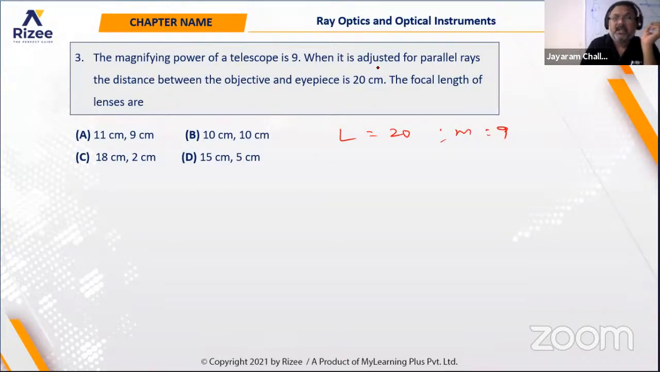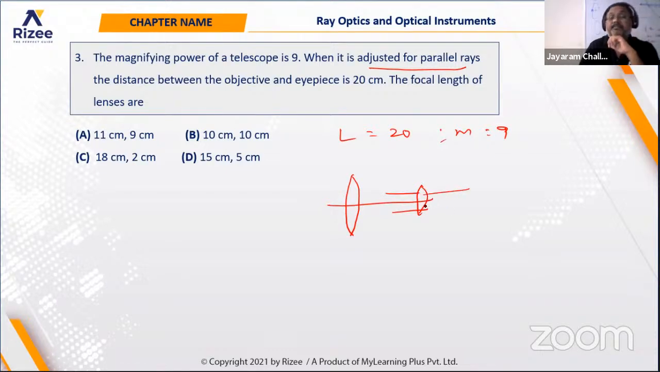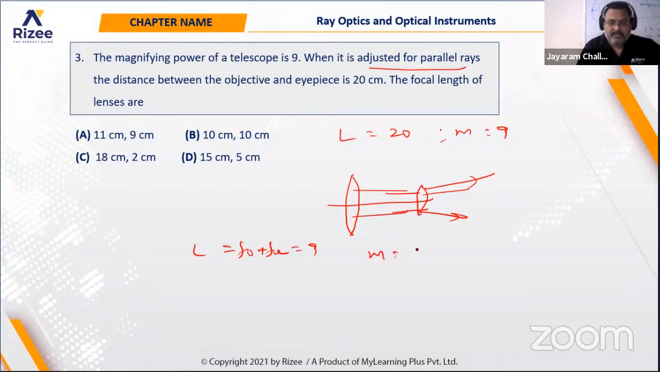In which case, adjusted for the parallel rays means the rays which are falling on this one should be parallel like this, and these rays will never converge. They cannot converge in this situation. In that sense, the final image is falling at infinity. So that means you can write it is f naught plus fe, and it is equal to 9, and magnification m is equal to f naught by fe with a negative sign. Obviously, that will be there.